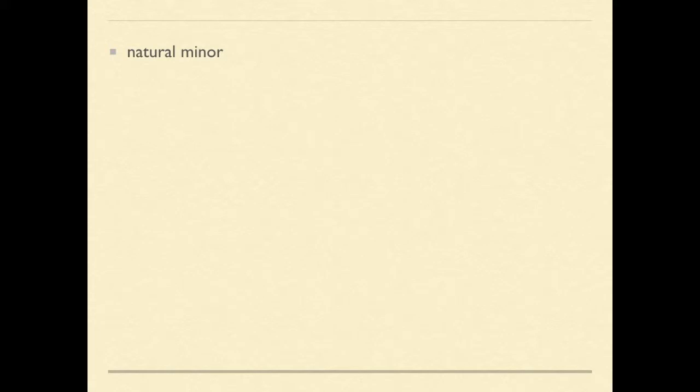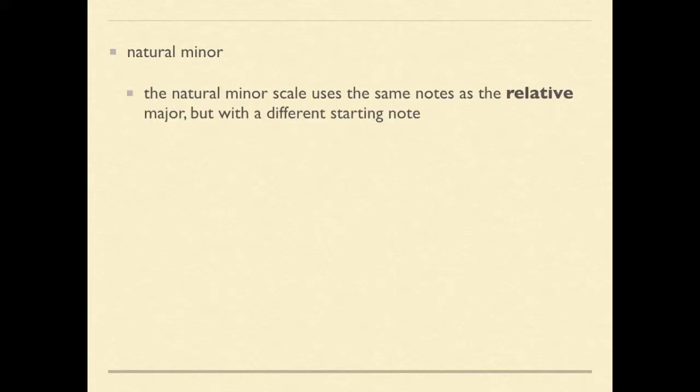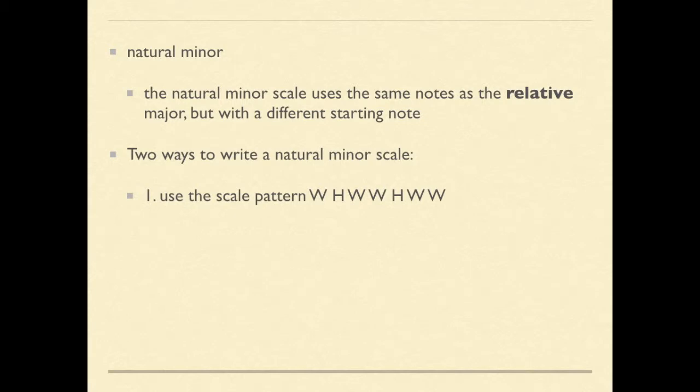So let's talk first about the natural minor scale. The natural minor scale uses the same notes as the relative major, but with a different starting note. Today we're going to talk about two ways to write a natural minor scale. The first is to use the scale pattern whole, half, whole, whole, half, whole, whole. The second is to use the parallel major.